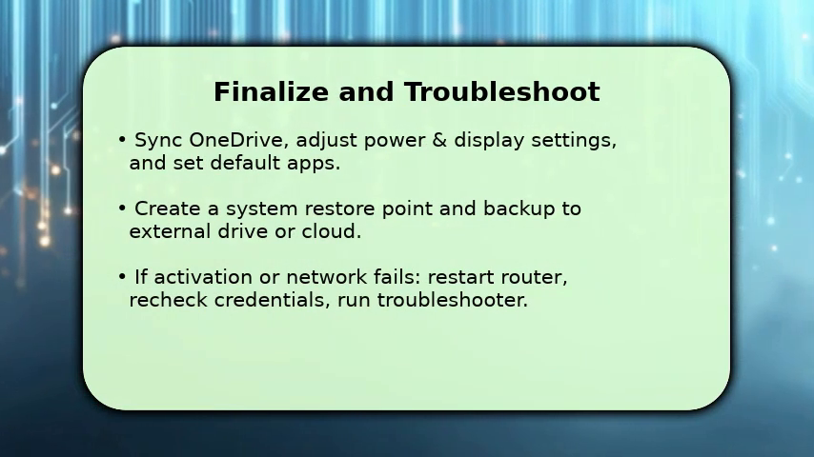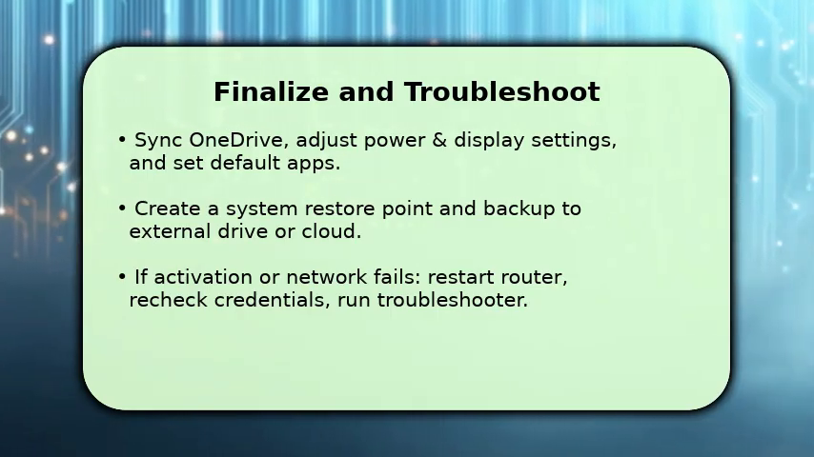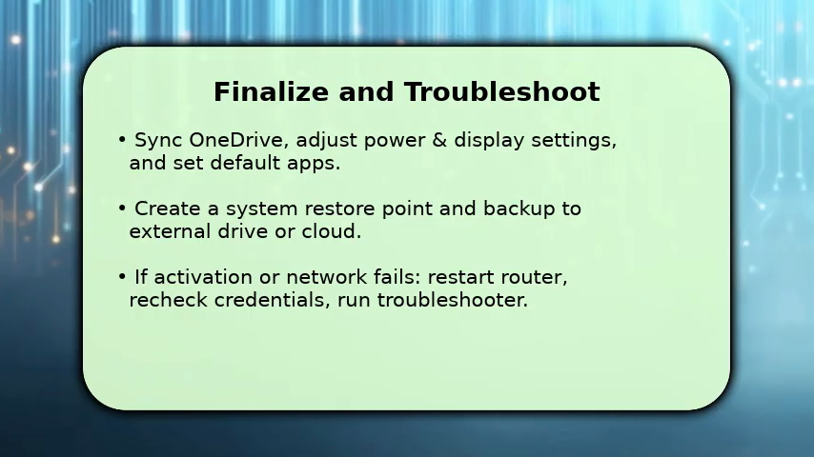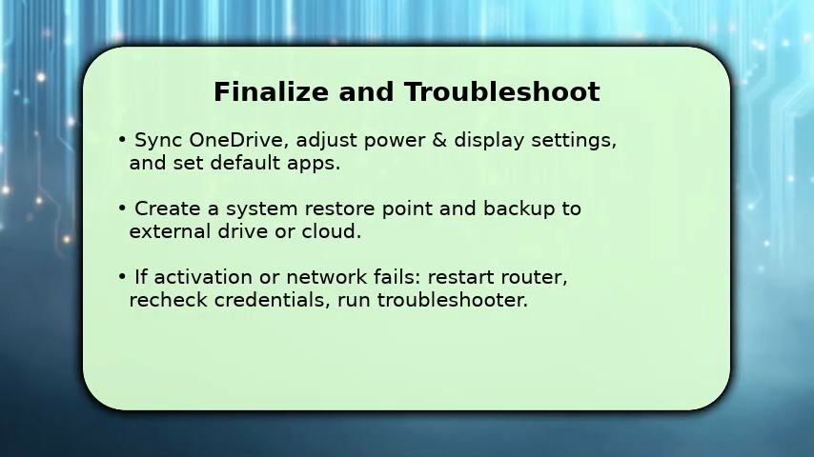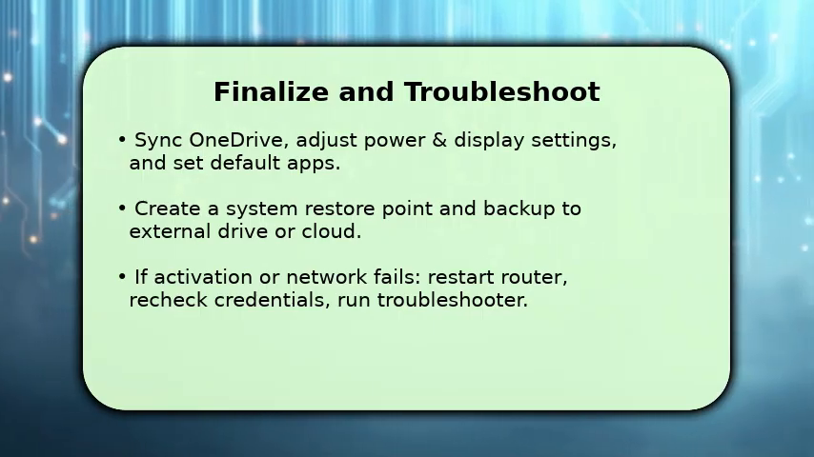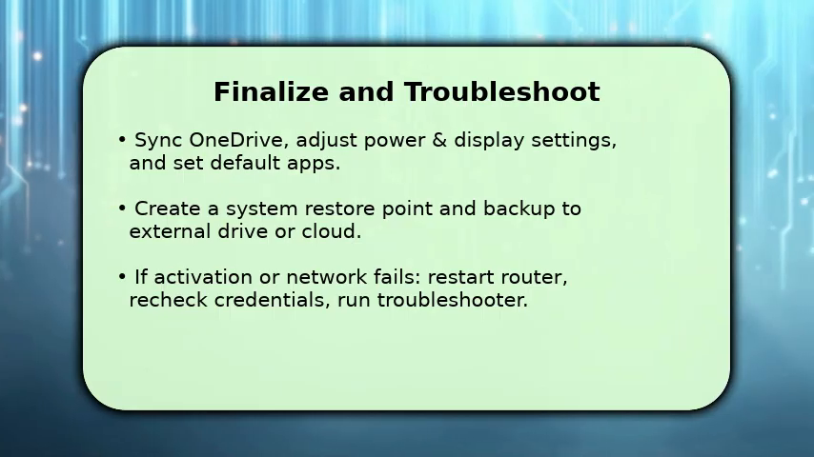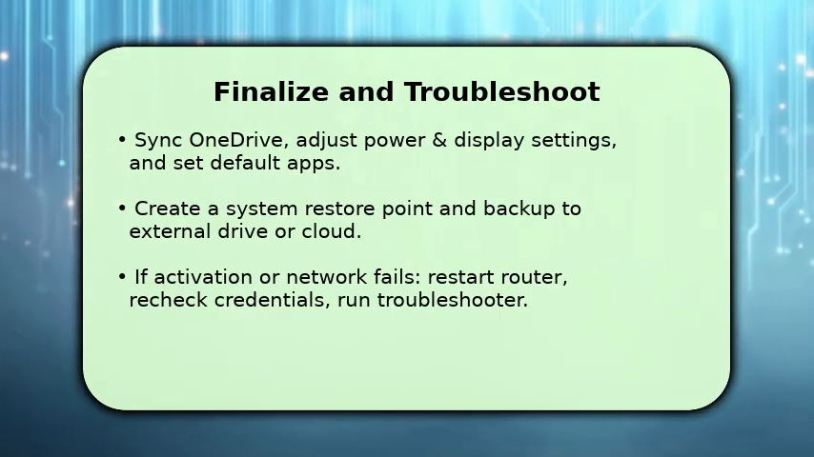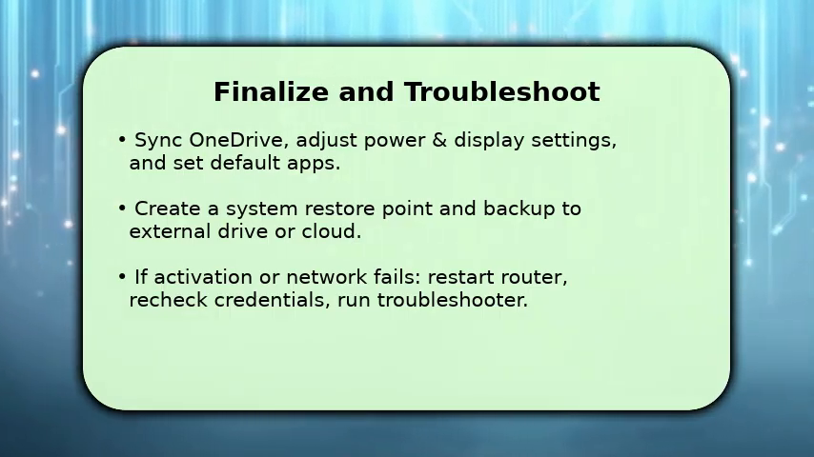Once configured, enable OneDrive sync and create a system restore point, then back up to an external drive or cloud to protect your setup. If activation, update, or network issues occur, first restart the laptop and router, then re-enter your Microsoft credentials. If problems persist, run the built-in Windows Troubleshooter and check the network adapter or activation status in settings.